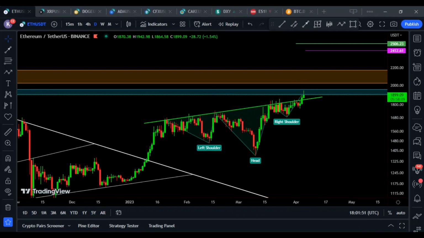Anyway, stay safe, guys. Enjoy the breakout, but don't over leverage. Risk management is key.